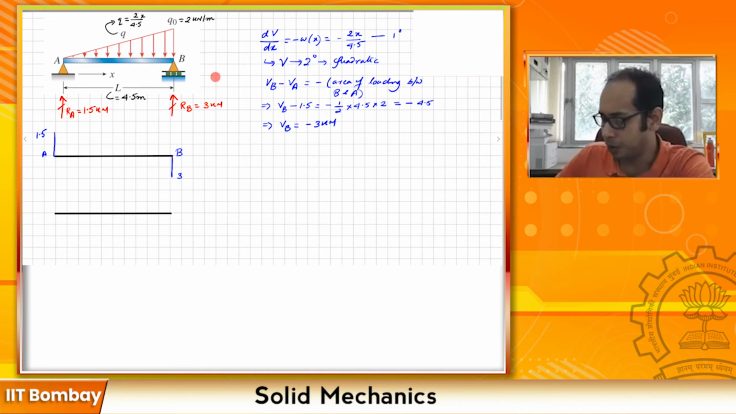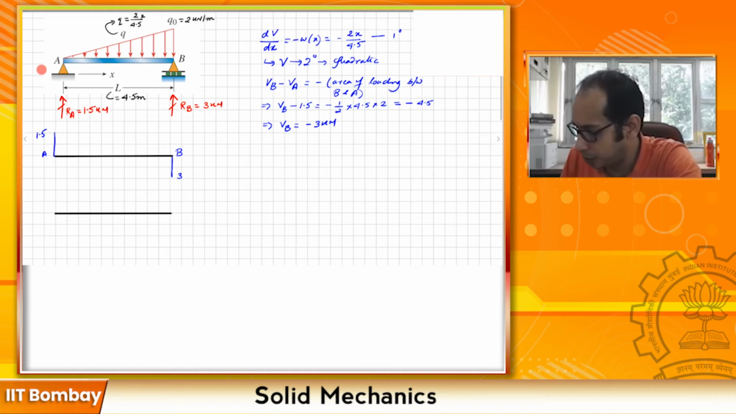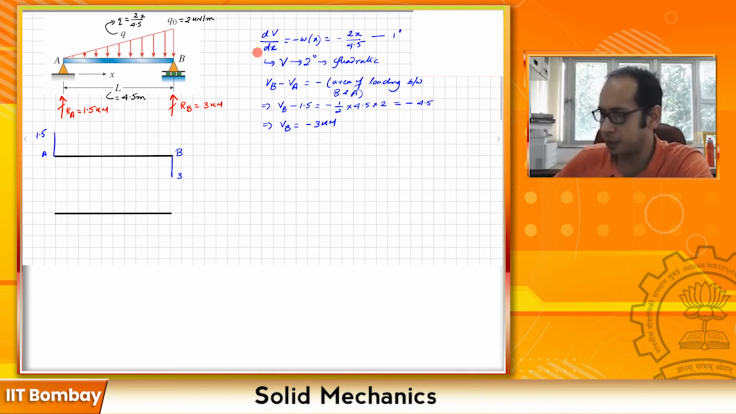So from A to B, the variation is a quadratic variation. So let me just go ahead and draw that. And also, what is the slope at A? The slope at A is going to be the dV/dx at x equals A, which is 2 times 0, because x equals 0 at A. You can tell from the loading diagram as well. So the value of the slope of the shear at A is going to be the value of the distributed load at A. So that is 0 over here.